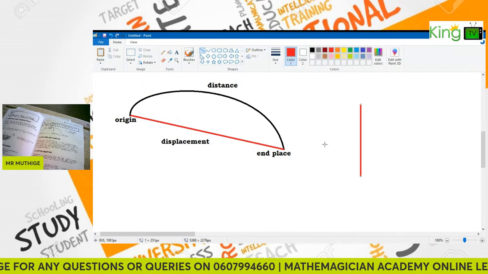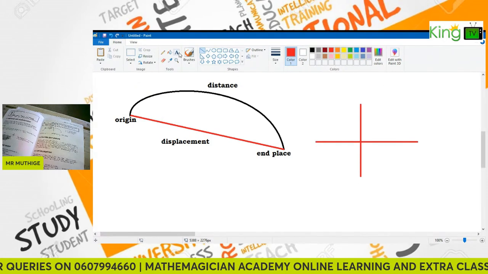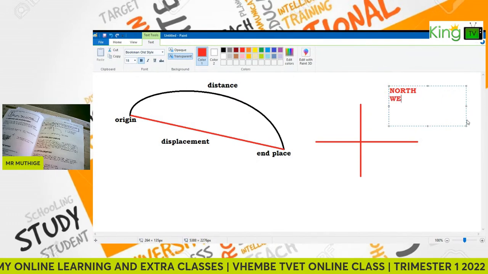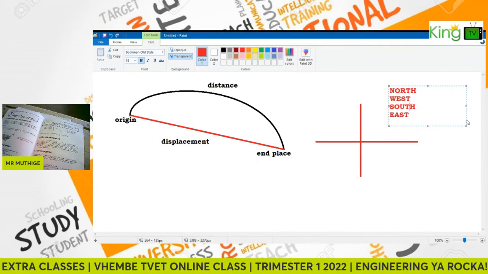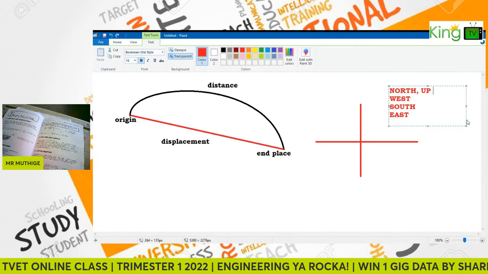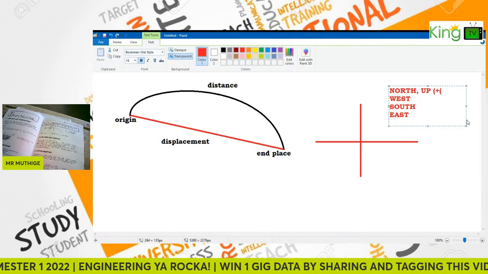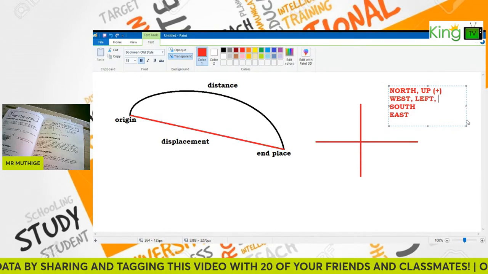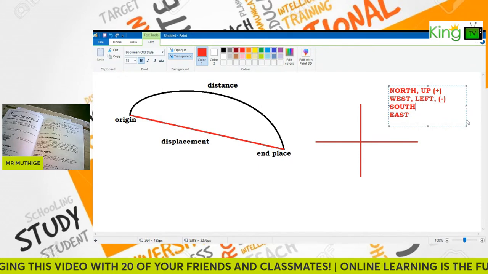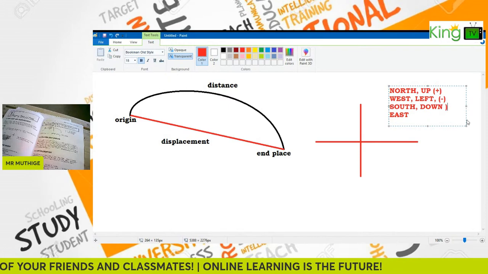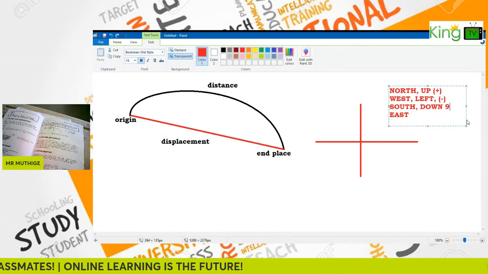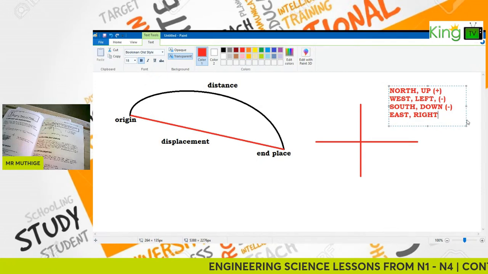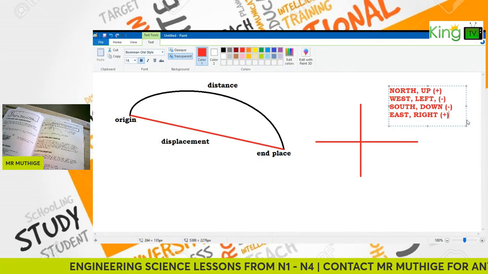It's something that we've always spoken about: you've got your north, your west, your south, and your east. The other word for north can be up, and it's represented by a positive symbol. Then west can be left, and it can be represented by a negative. Then you've got your south, which can also be down, and it's represented by a negative. Then you've got your east, which is also right, which can be represented by a plus. There you have it.